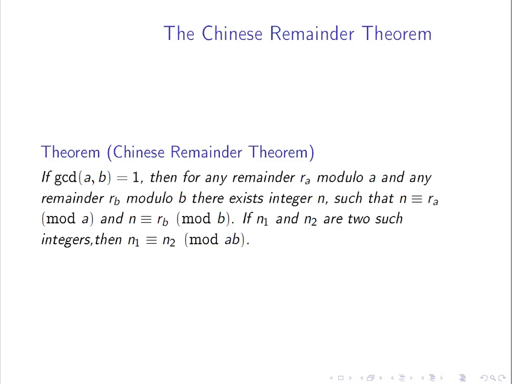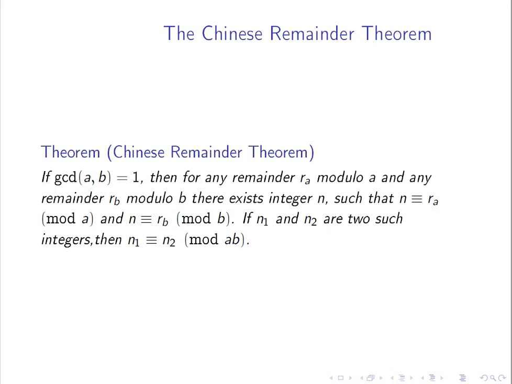Welcome back. So let's get to the big theorem that we've been building towards, the Chinese remainder theorem. What is it and how do we get to use it? Well, the Chinese remainder theorem says this: if the greatest common divisor of A and B is 1, hence they're relatively prime, then for any remainder RA mod A and any remainder RB mod B, there exists an integer n such that n is congruent to RA mod A and RB mod B. If there are two such integers, n1 and n2, they are congruent mod A times B.